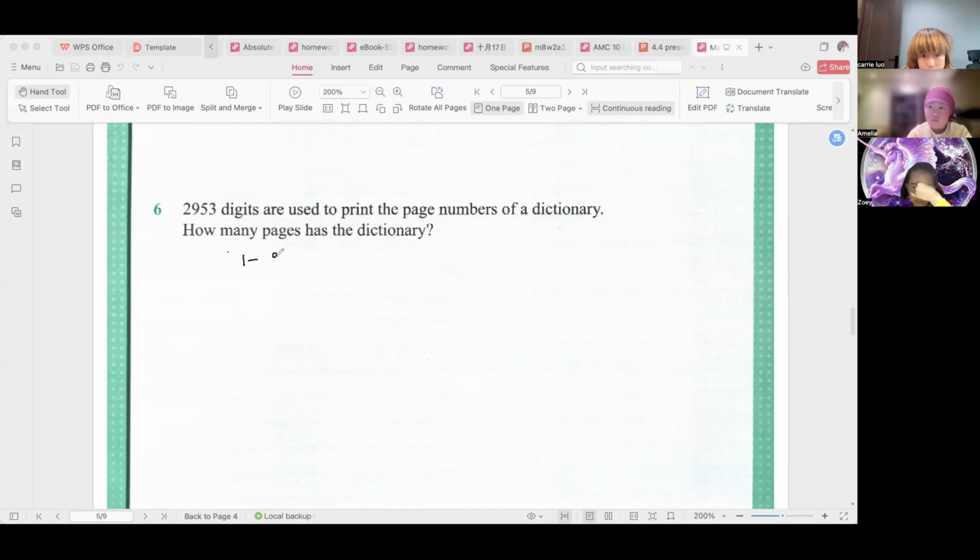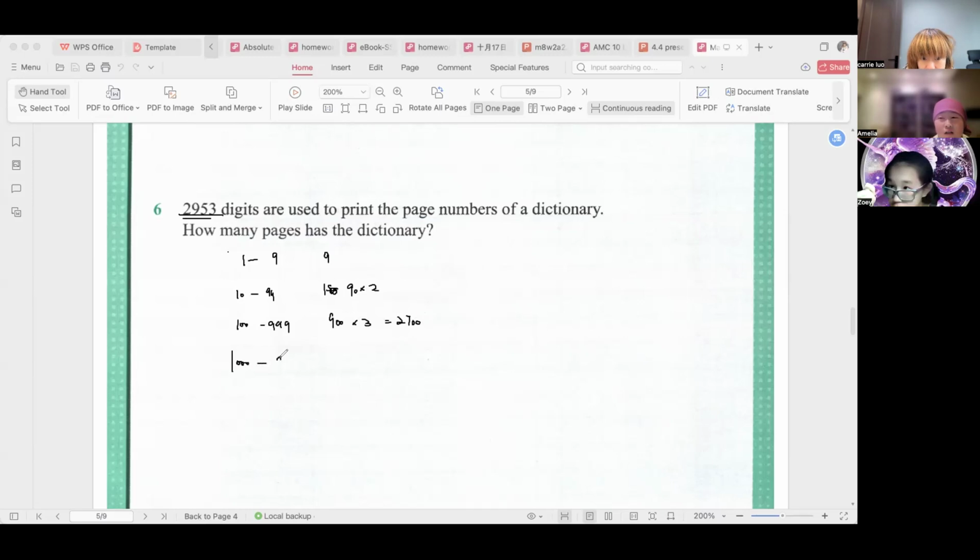Okay, so 1 to 9, 9 digits, 10 to 99. Amelia, always the same thing, 180 digits, right? Why is it 180? Because it's 9 times 2. Okay, so 100 to 999, there are 900 times 3 equals 2,700. So this one must be bigger than 4 digit.